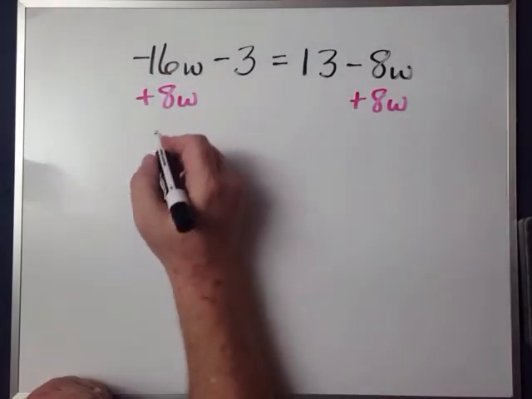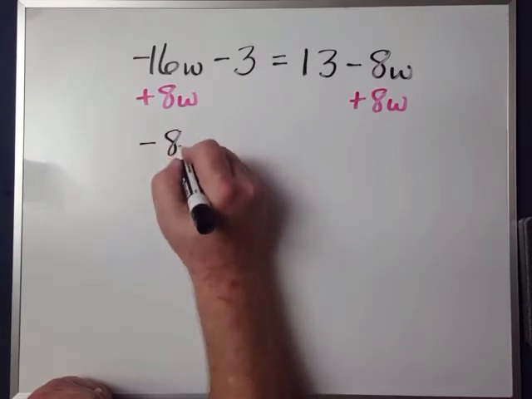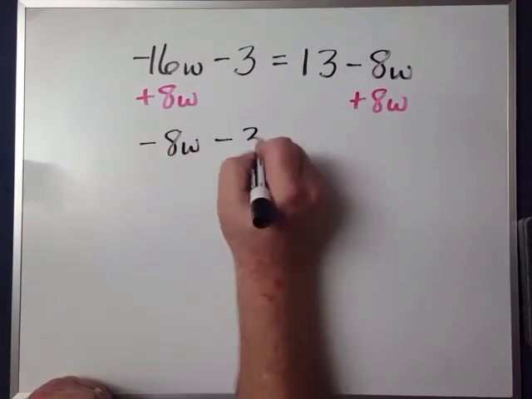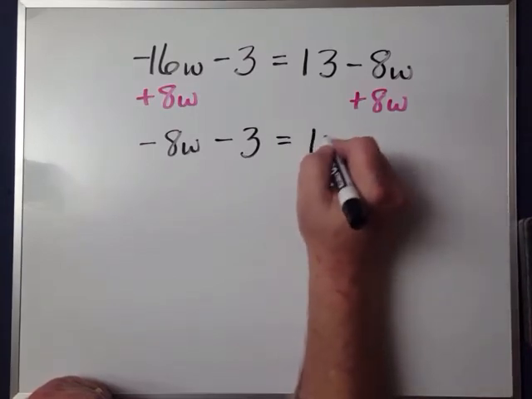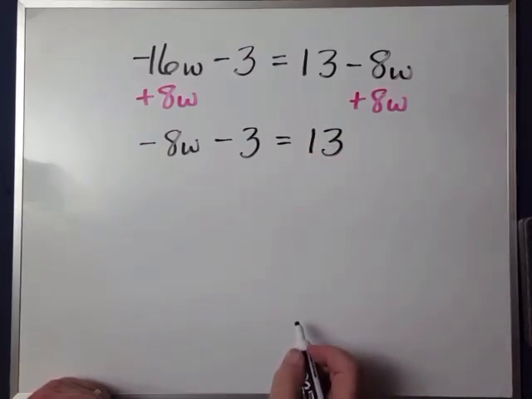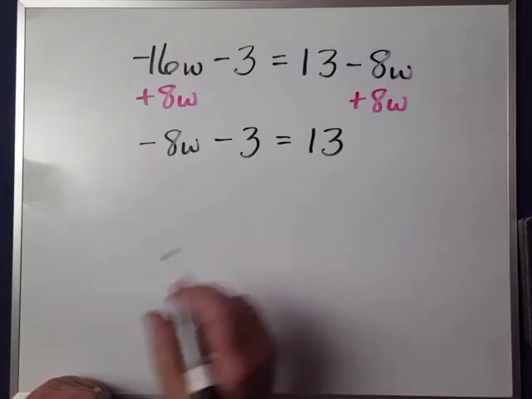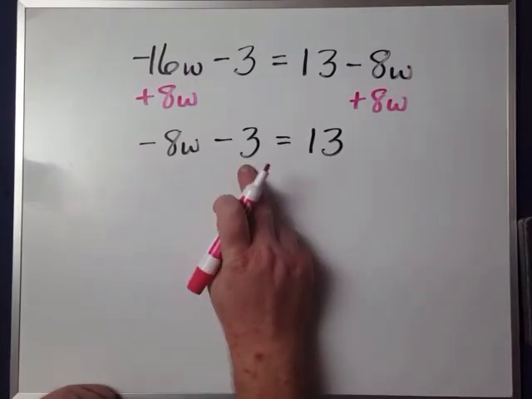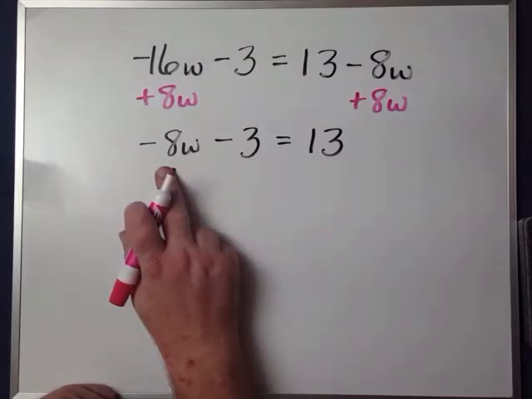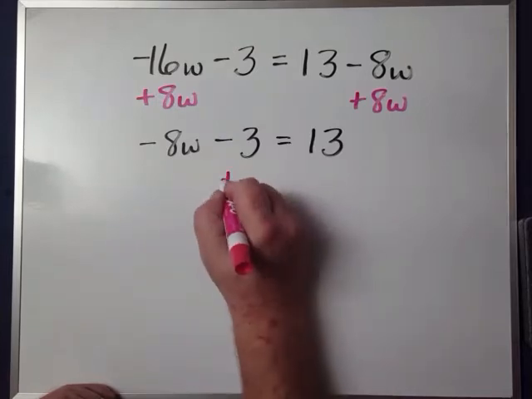On the left, this gives me a negative 8w minus that 3. On the right, the 8w subtract out to leave only 13. And now, same approach. We want to get w by itself. We'll get rid of the numeric term first, and then finish off by removing the coefficient. Add 3 to both sides.